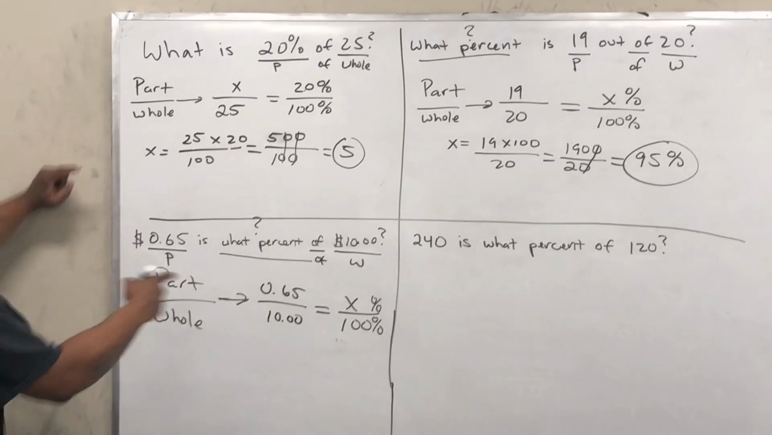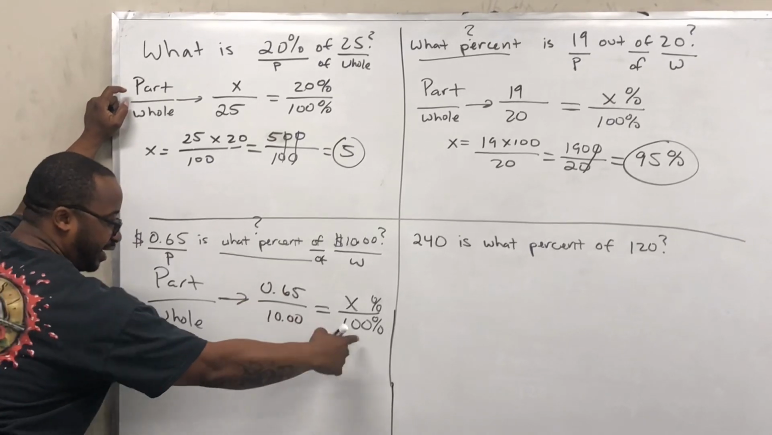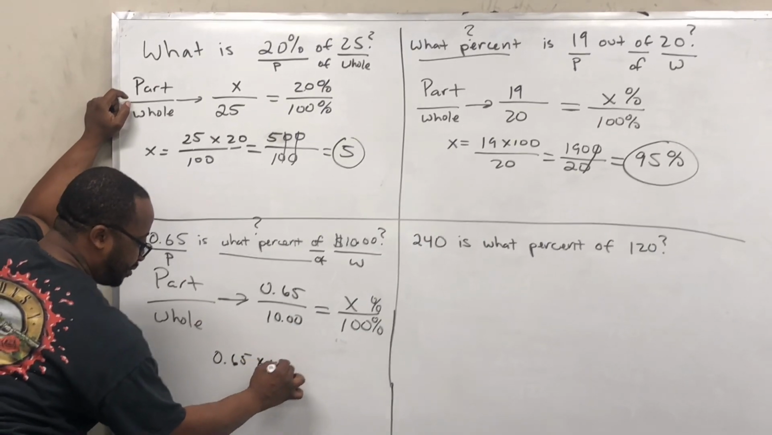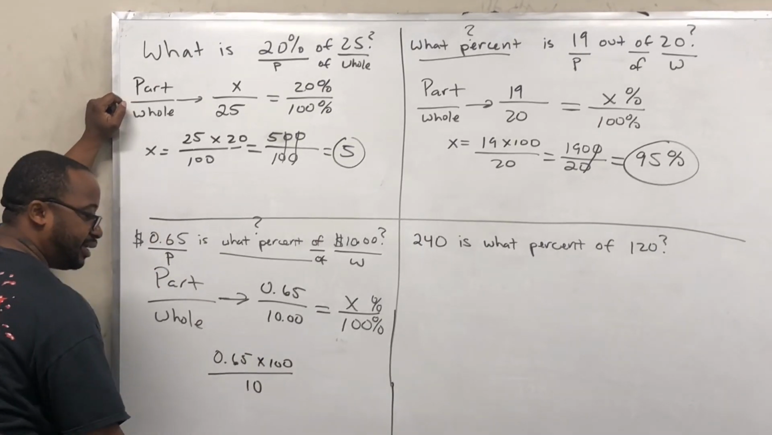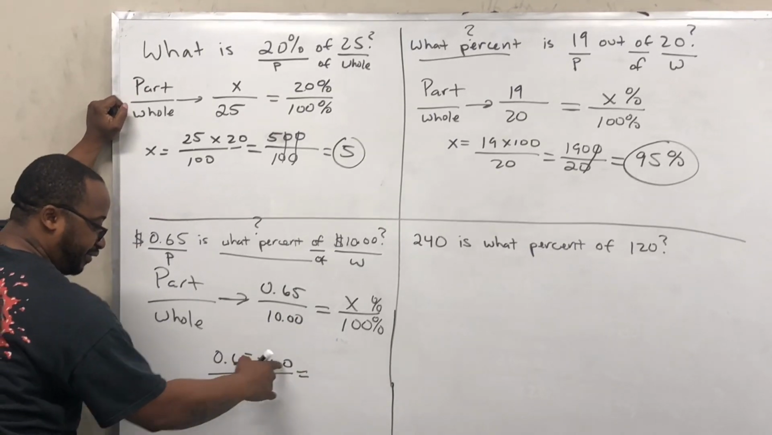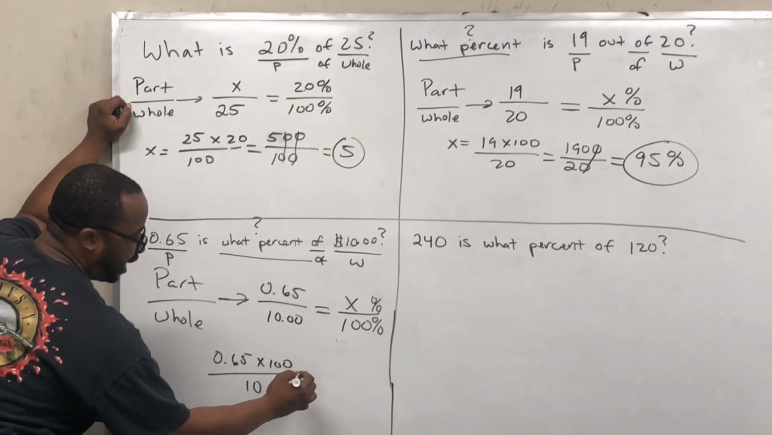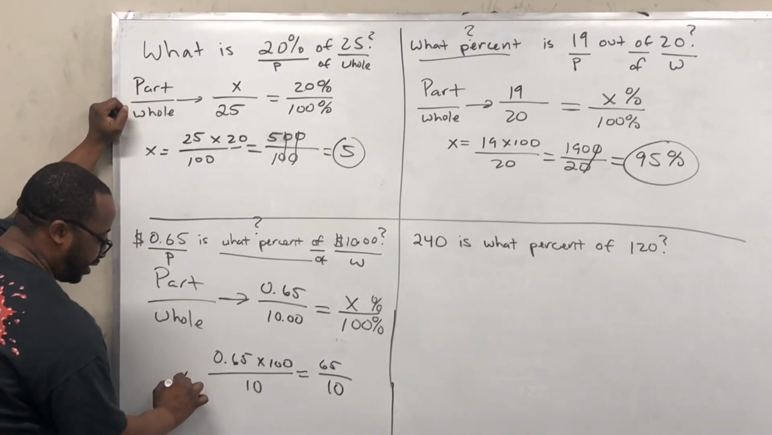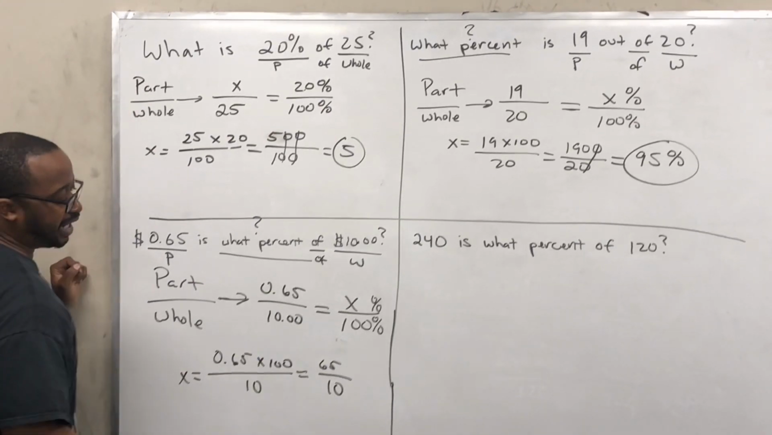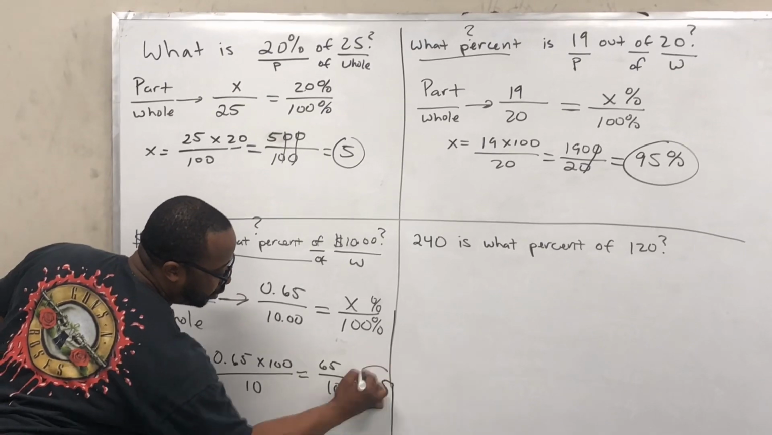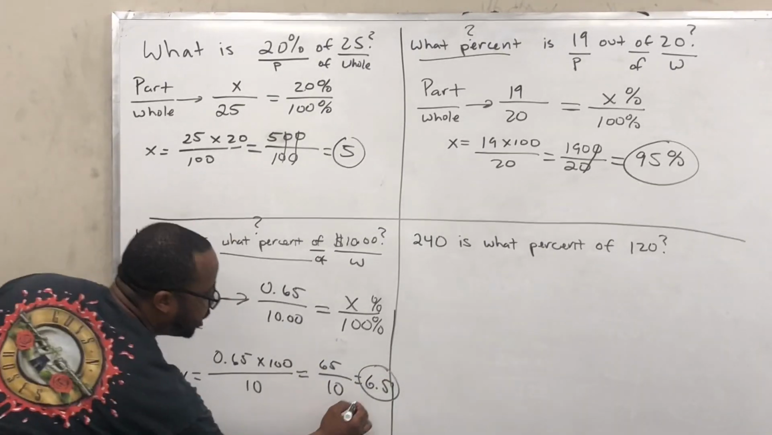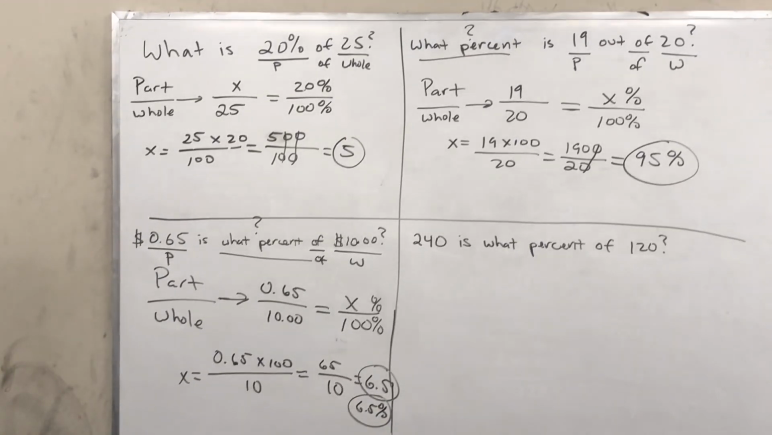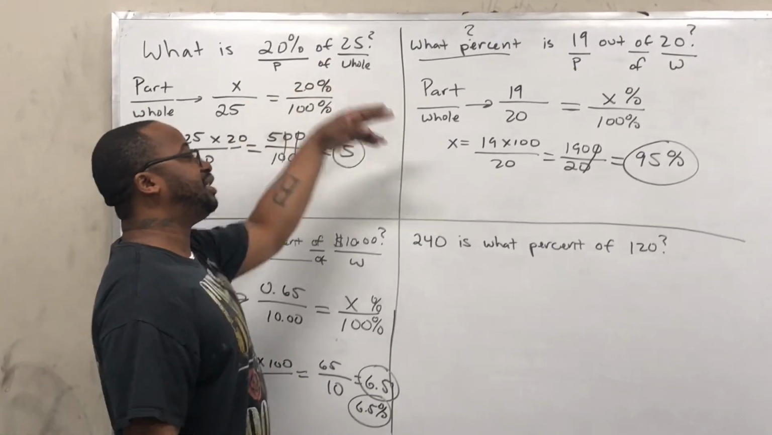Okay? Now all I have to do to find x is the 0.65 times 100 divided by 10. So if I do 0.65 times 100, I'm just moving the decimal 2 times. It's going to be 65 over 10. So 65, let's not forget my x. 65 divided by 10 should be 6.5. So 6.5% is going to be my answer, okay? I hope you guys are following it. Part of whole is almost like piece of the pie.